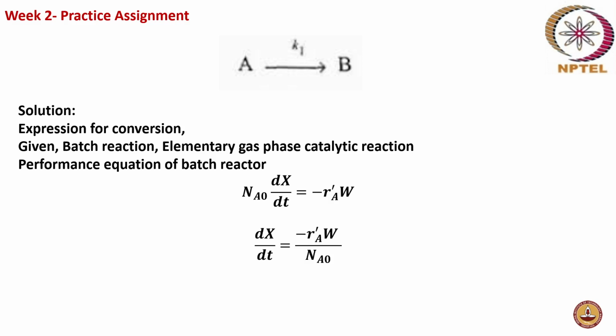Now, rearranging this expression, you get dx by dt is equal to minus Ra prime W by Na naught. Ma'am, what is W? The weight of the catalyst, because this is a catalytic reaction, right? And then express this Na naught in terms of concentration. So Ca naught is equal to Na naught by V naught. What is V naught? V naught is nothing but the volume of the reactor. Yes.